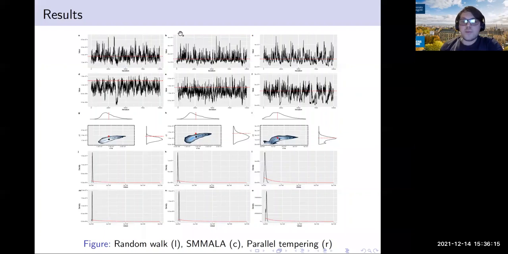Each of the three columns of this plot corresponds to the three different MCMC algorithms. The left-hand column is the standard random walk Metropolis. The middle column is this geometric MALA, which uses the Fisher information matrix to move around parameter space more efficiently. And then finally on the right, we have the parallel tempering algorithm, which runs multiple chains in parallel and then shares information to allow you to move around more efficiently.